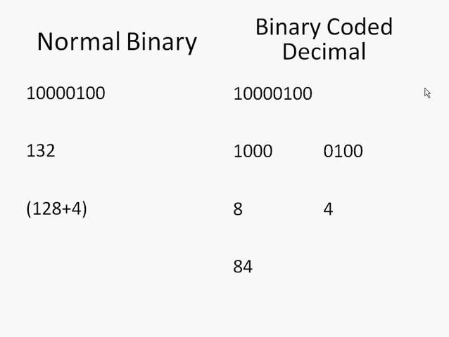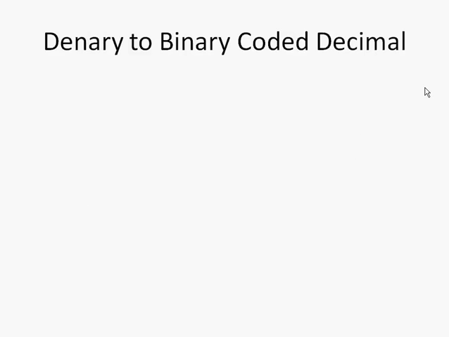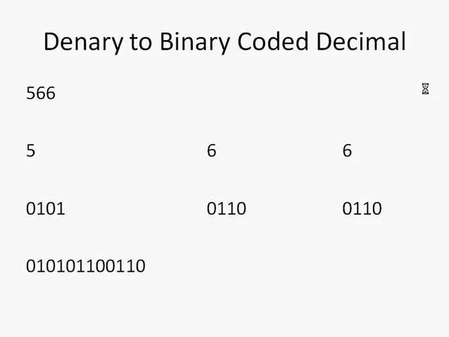If we were to convert the other way around, from denary to binary coded decimal, so a number like 56, again we'd split the digits up and we'd convert them into binary, and then we've got our binary coded decimal equivalent. A more complicated one might be where you have 3 digits, but you just end up with a bigger value, a longer set of bits in your answer.